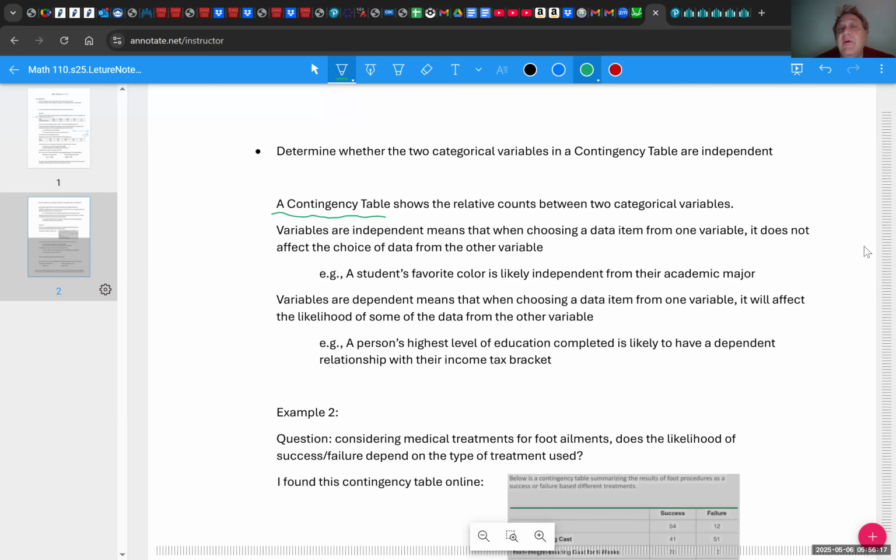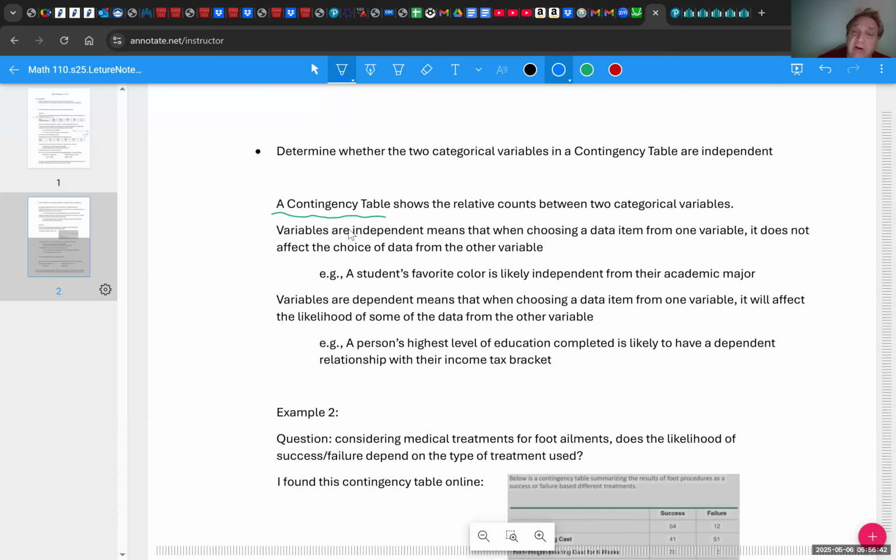A contingency table is sometimes called a two-way table because you have a horizontal and a vertical. The horizontal is one of the categorical variables, and the vertical is the other of the categorical variables. And every time you have a cell where they intersect, it is going to be a count for what they have in common. I also have a reminder of what independent and dependent means.